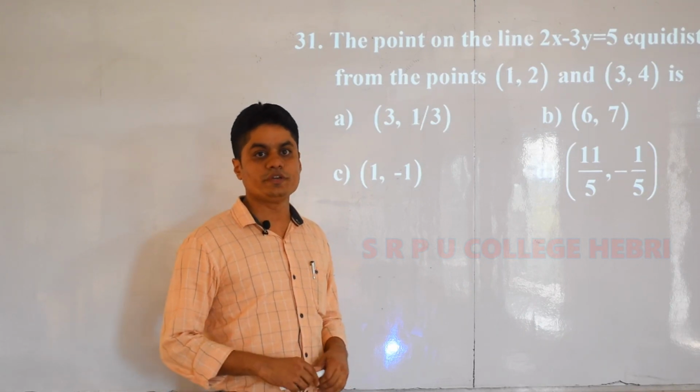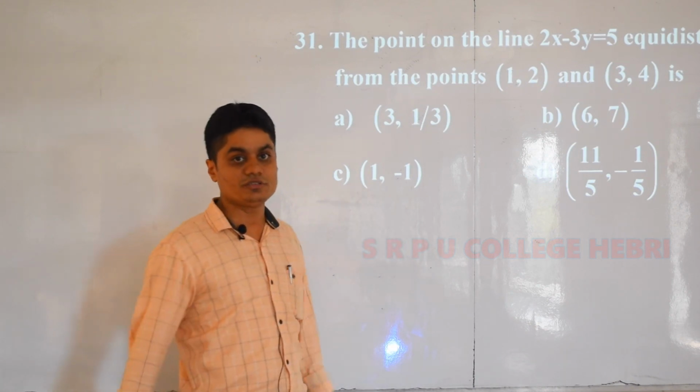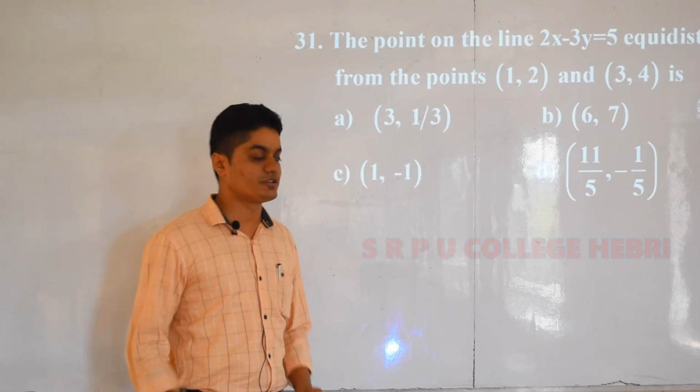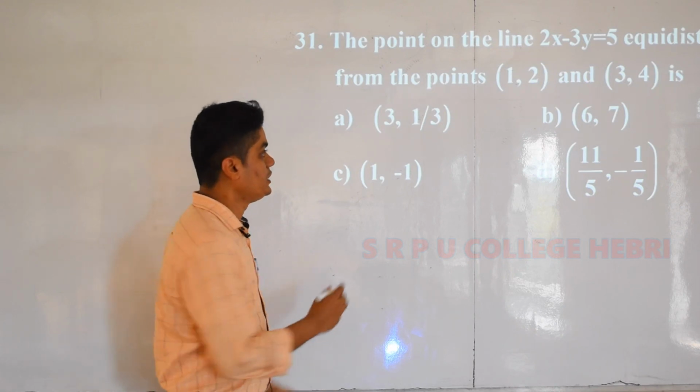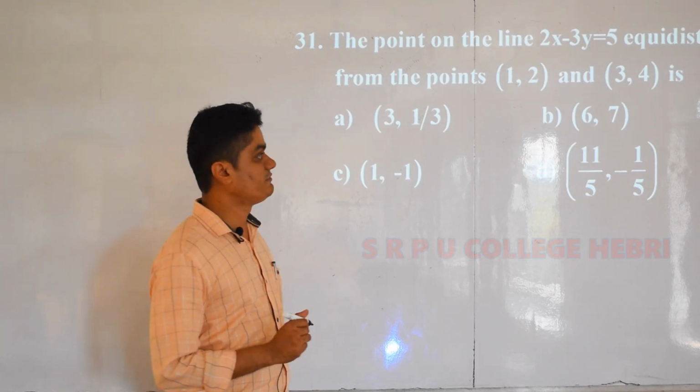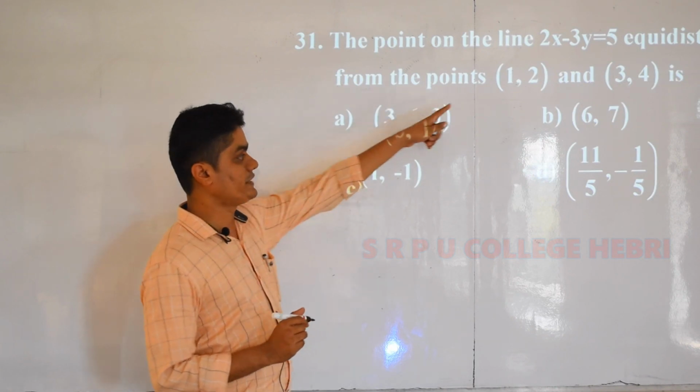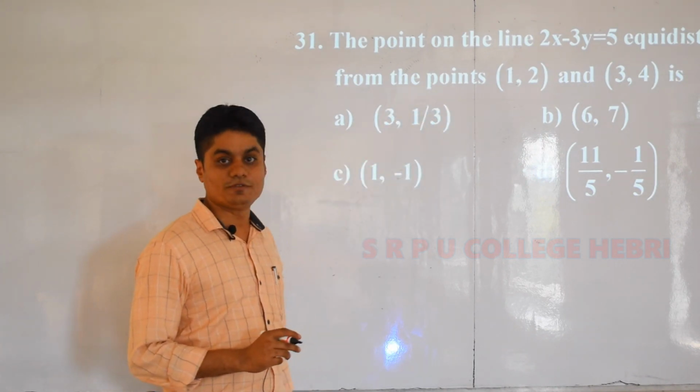In the last two videos we completed 30 questions. The next 20 questions I am going to discuss today. The first question is: the point on the line 2x minus 3y equals 5 equidistant from the points (1, 2) and (3, 4) is.